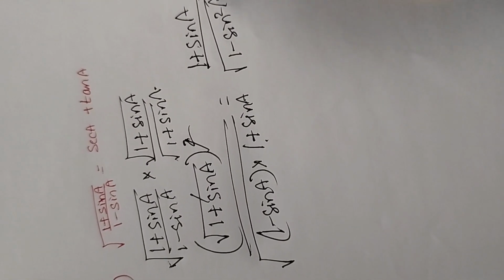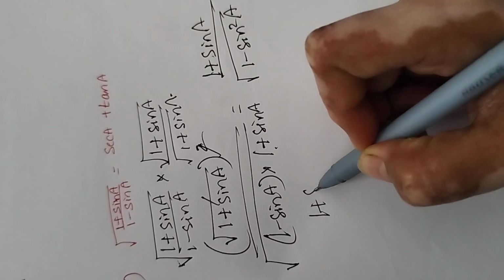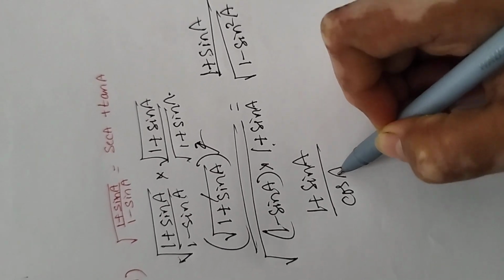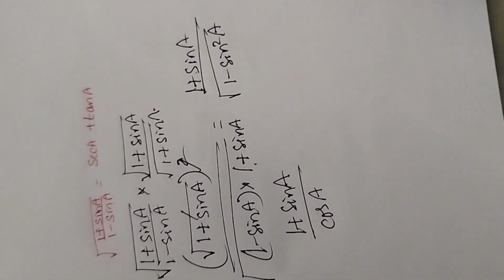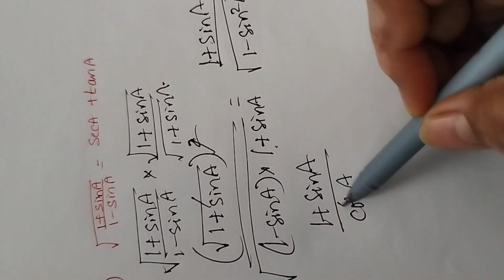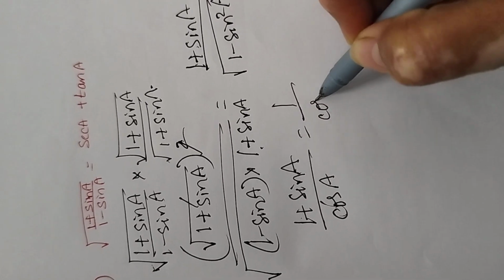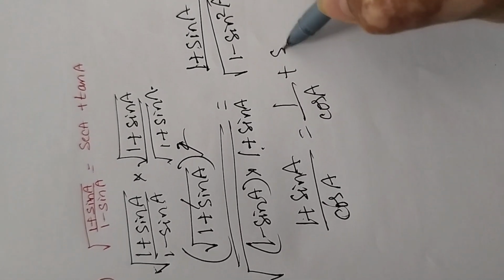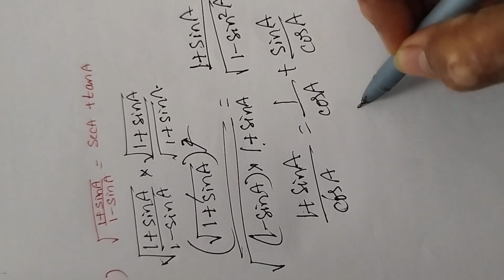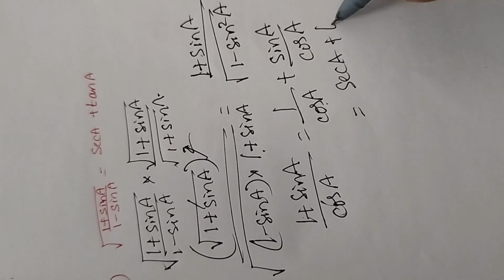So root of 1 minus sin square a, by identity, is cos a. Why? Since cos square a equals 1 minus sin square a, cos a is nothing but root of 1 minus sin square a. Now you separately write the cos a to the numerator. Each separately you mention, and you will get the required proof. This is secant a plus tan a. It is nothing but the RHS.